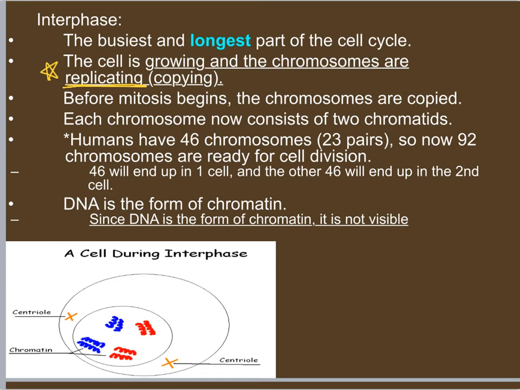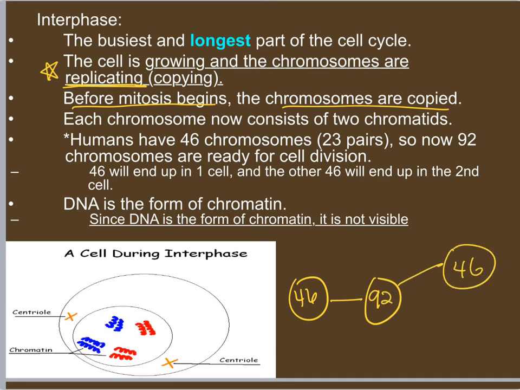Interphase has to happen before mitosis. Before mitosis can begin, you've got to copy your chromosomes. Remember, you're taking one cell that has 46 chromosomes and splitting it into two cells with 46 chromosomes. In order for that to happen, you've got to double your DNA. So in interphase, you will double your DNA to 92 before it can then mathematically split into two cells with 46. That math makes a little more sense, right? Because you can't split 46 and get 46 and 46. You have to double that DNA first.